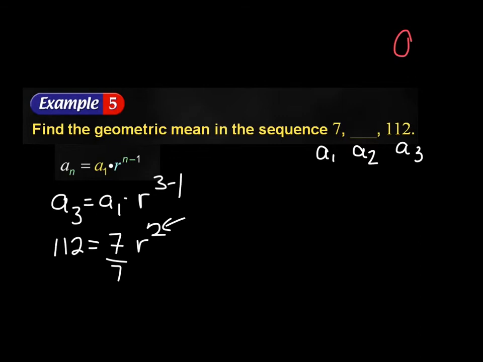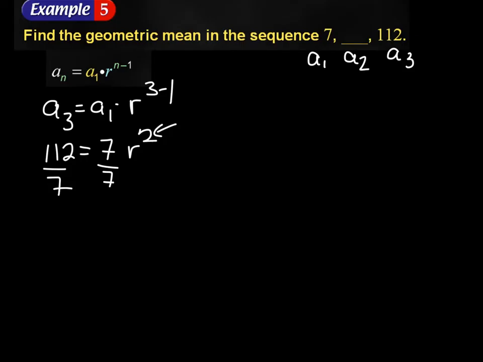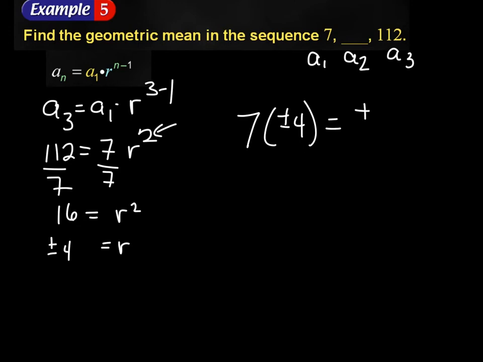Okay, so to solve for r, I'm going to divide both sides by 7. And it happens to be, they gave us a perfect square. When we take the square root of both sides, r could be positive or negative 4, because remember, negative 4 times negative 4 is also 16. So when we substitute back in, we can have 7 times plus or minus 4, so our geometric mean is going to be positive or negative 28.